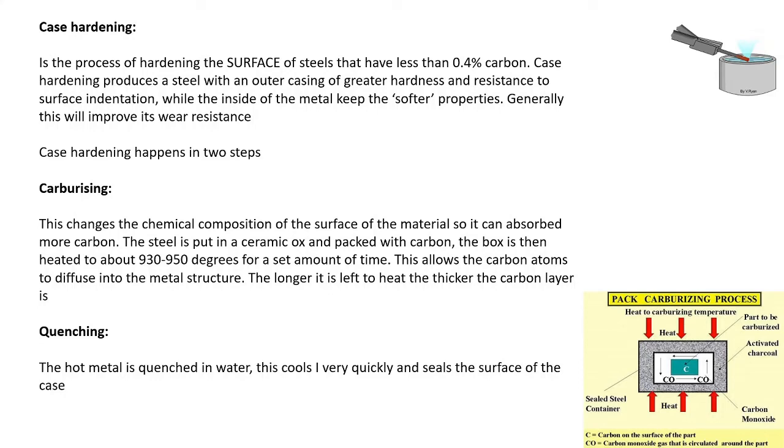Case hardening happens in two steps. There's carburizing. This changes the chemical composition of the surface of the material so it can absorb more carbon. Essentially, the steel is put in a ceramic box.